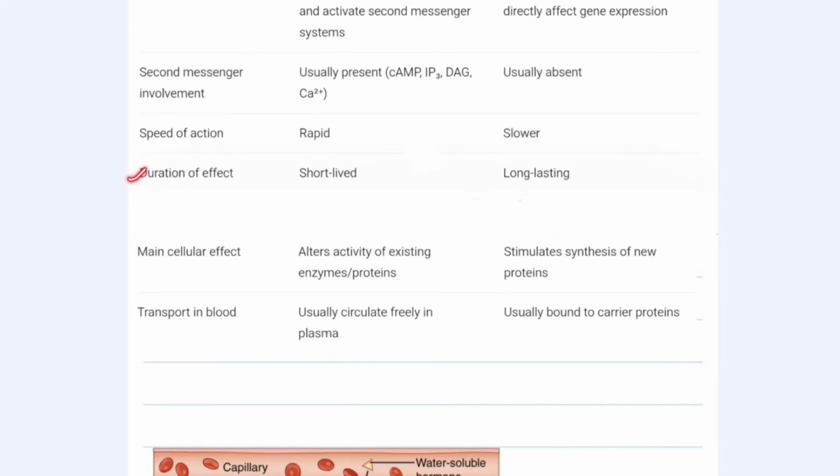Duration of effect: water soluble hormones' effect is short lived, and lipid soluble hormones' effect is long lasting. Main cellular effect: water soluble hormones alter the activity of existing enzymes and proteins, and lipid soluble hormones stimulate synthesis of new proteins. Transport in blood: water-soluble hormones usually circulate freely in plasma, and in case of lipid-soluble hormones, these are usually bound to carrier proteins.